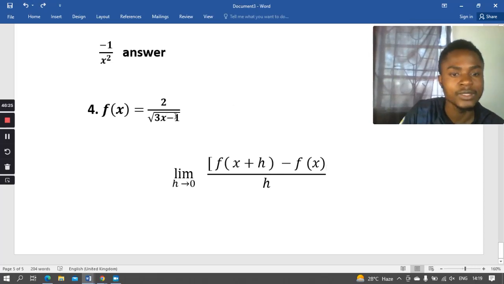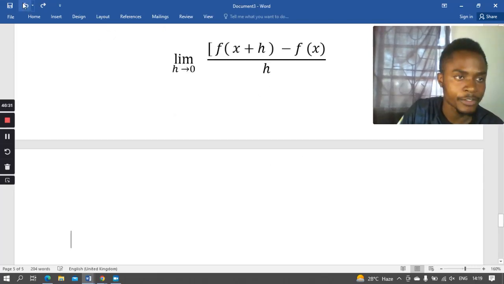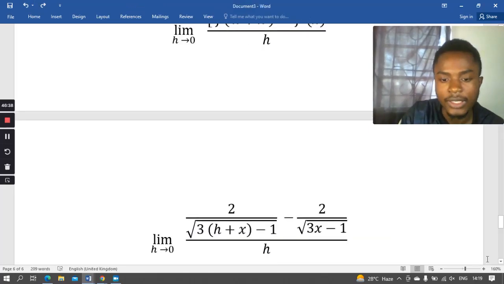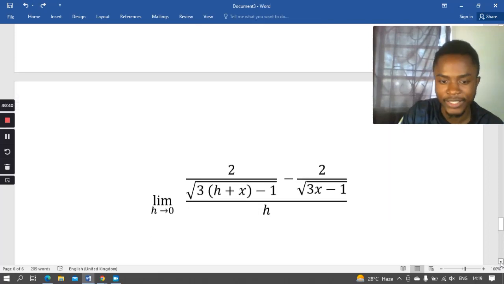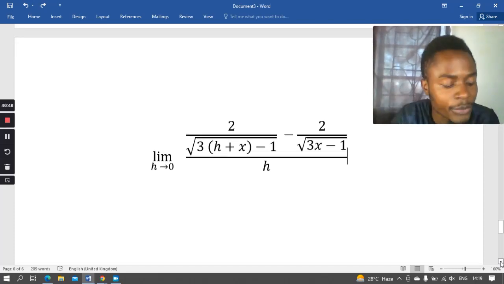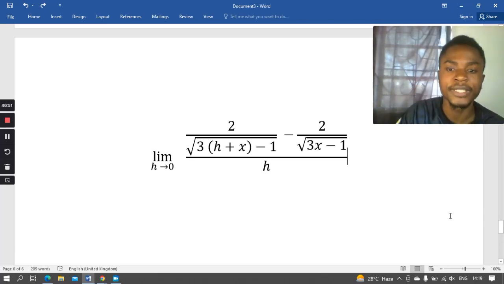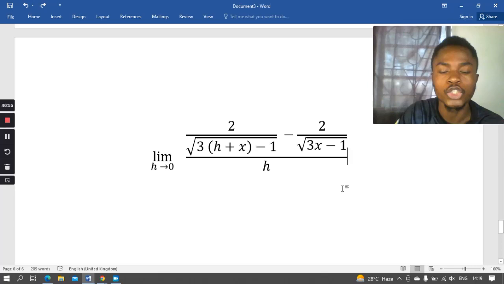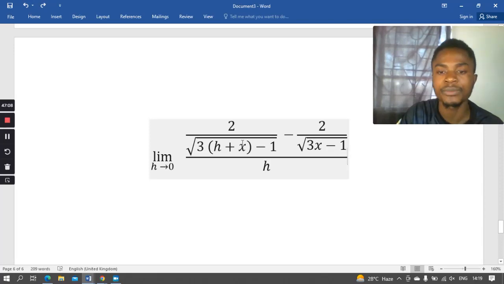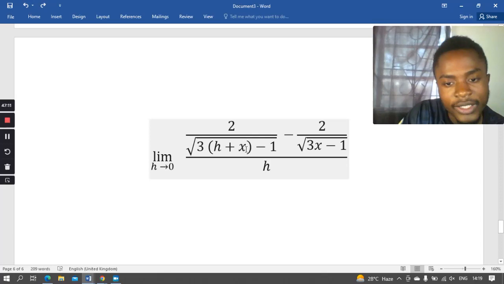So, you write the formula there, which is this one. I've already explained it. So, meaning the next step, we are just going to replace. If you look at how big this expression has become, some of you just at this point get really intimidated. So, instead of getting intimidated, you need to make sure that you know what to do. So you have 2 over square root of 3h plus x minus 1, and then there you have 3x minus 1. Do I have anyone who is having a challenge on how I've come up with these?